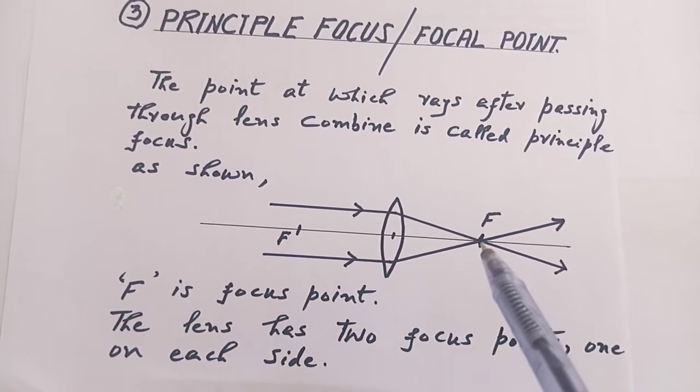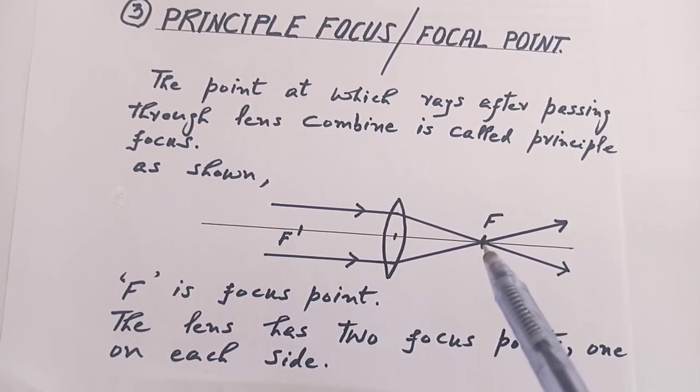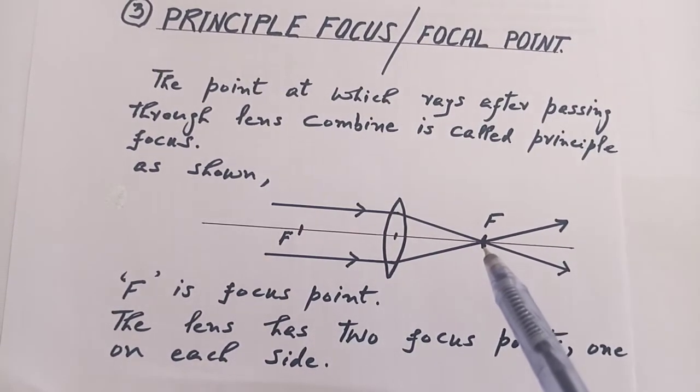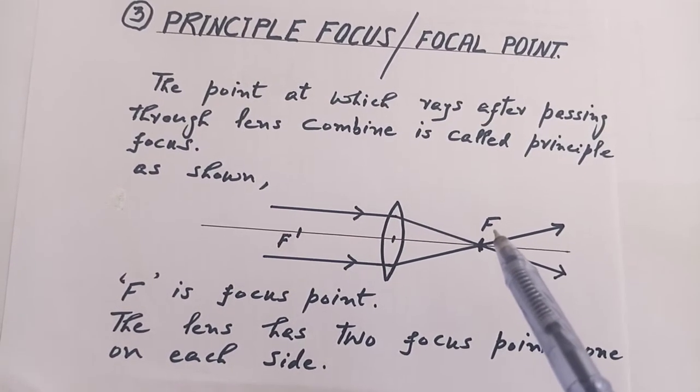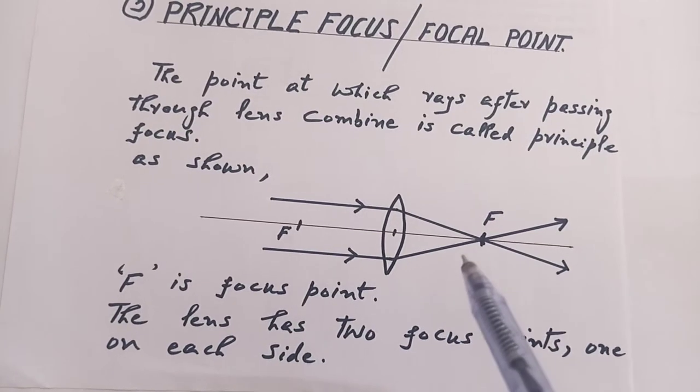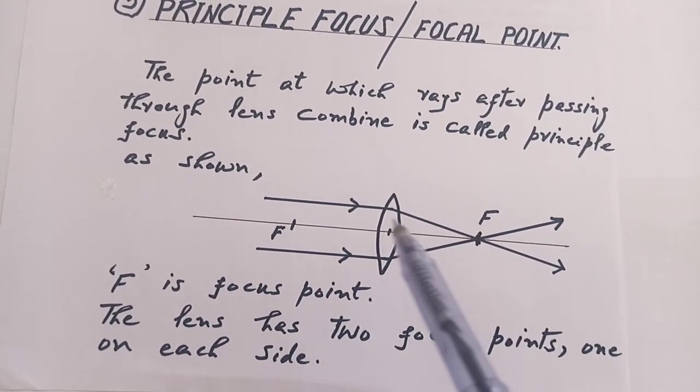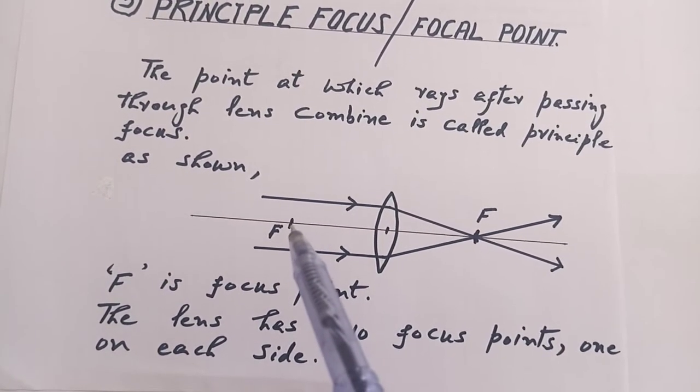So F, focal point, is what? The point at which the rays combine after passing through the lens. This is called focal point and noted by F. And every lens has two focal points, one on this side, other on this side. This F is also a focal point.